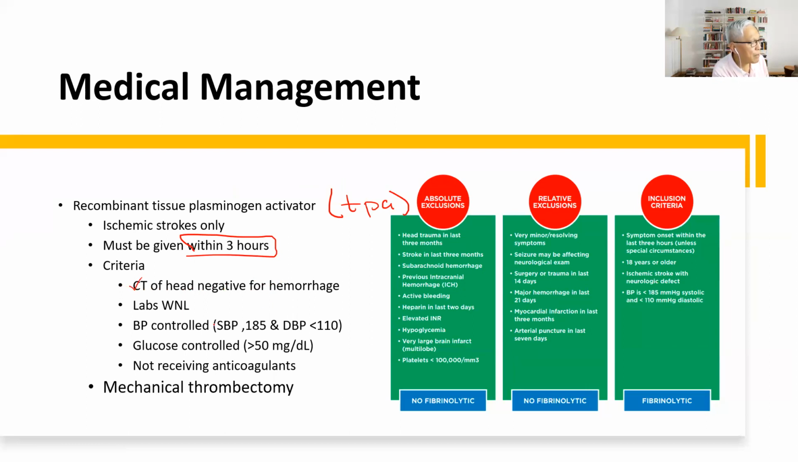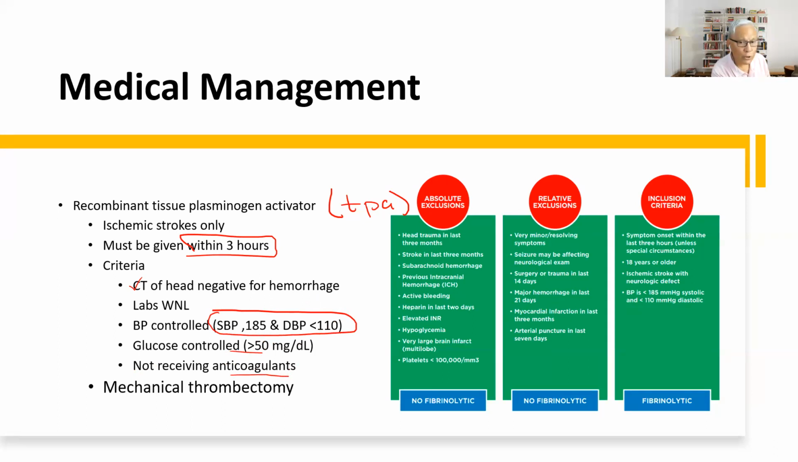And then the blood pressure has to be controlled, meaning to say that the systolic blood pressure could not be more than 185, and a diastolic blood pressure could not be more than 110. And of course, the glucose should be controlled, and the patient should not be receiving anticoagulants.